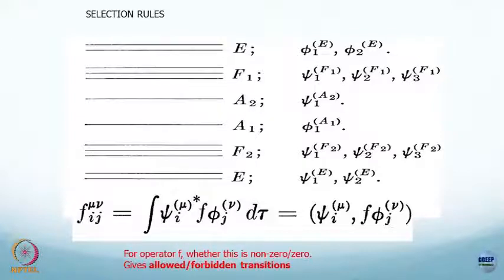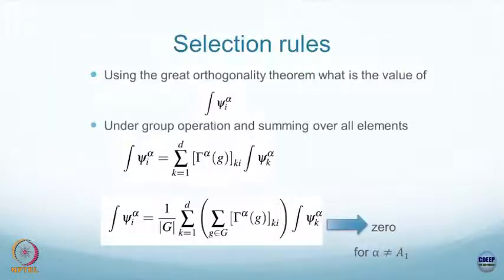Clear? If it is 0, you say that going from the state phi j in the irrep nu to this one, triggered by this operator or this interaction, is not possible. That is the elaborate meaning of this expression. Okay. So, for operator f, whether this is non-zero or 0 gives allowed or forbidden transitions. Okay. So, now I am coming to the proof.